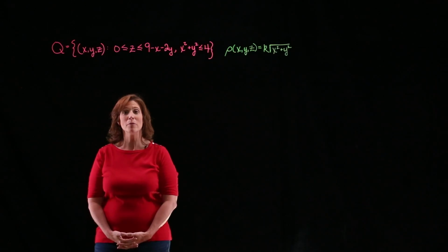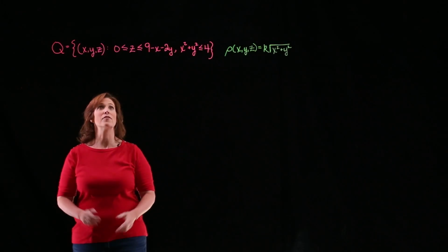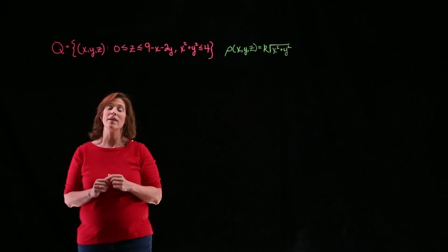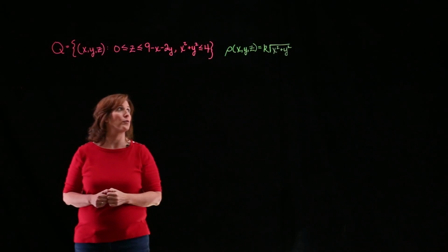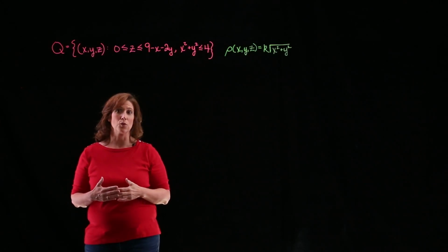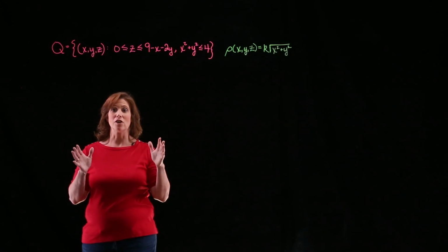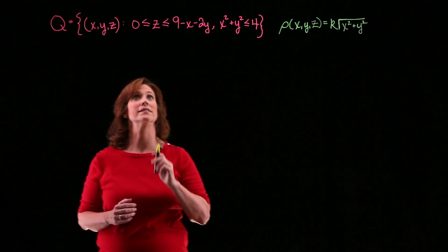Hi everyone, I'm Cheryl. In this problem, we're going to be using cylindrical coordinates to help find the mass of the solid defined above when the density function is k times the square root of x squared plus y squared. Well, since we're going to be working in cylindrical coordinates, let's go ahead and change our solid so that it is defined in terms of cylindrical coordinates.